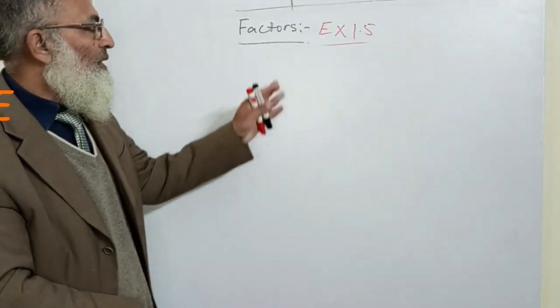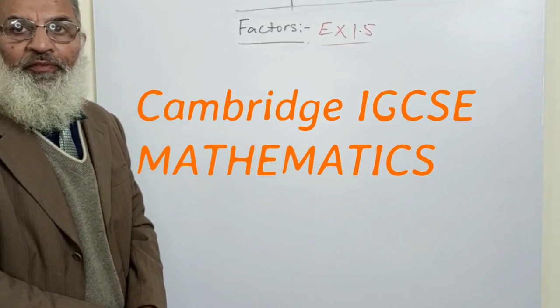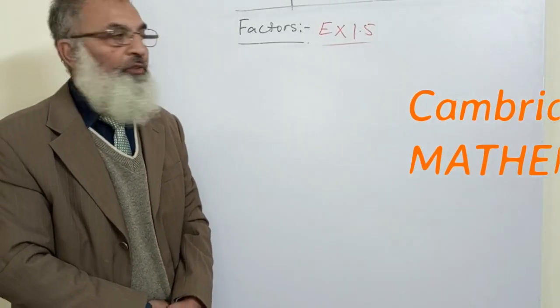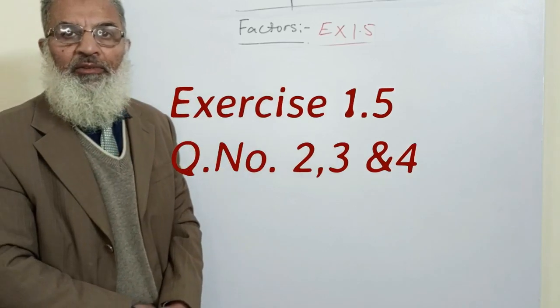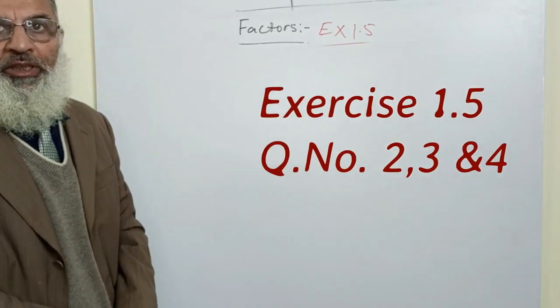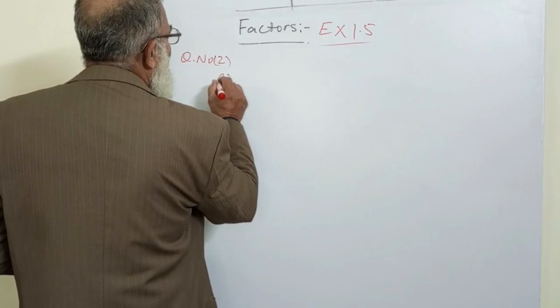Last time I was doing exercise 1.5, but due to shortage of time, I couldn't complete it. So I will start the same exercise from question number 2. Part A, what does it say?